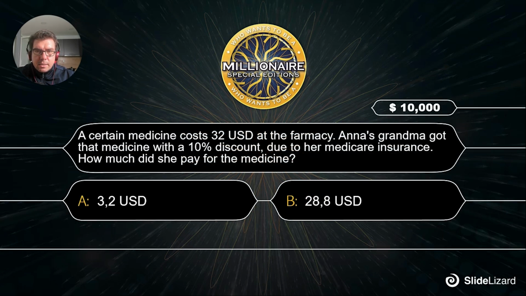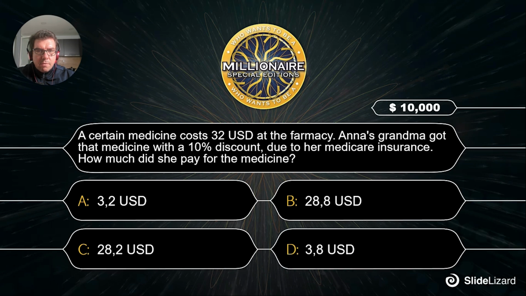A certain medicine costs $32 at the pharmacy. Anna's grandma got that medicine with a 10% discount due to her Medicare insurance. How much did she pay for the medicine? 5 seconds and tell me the answer.